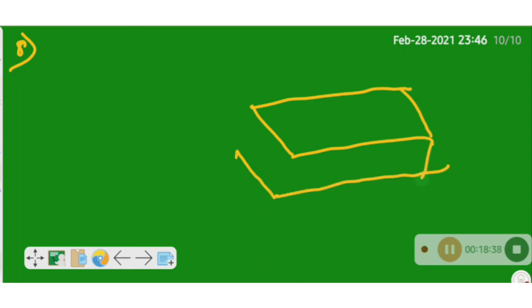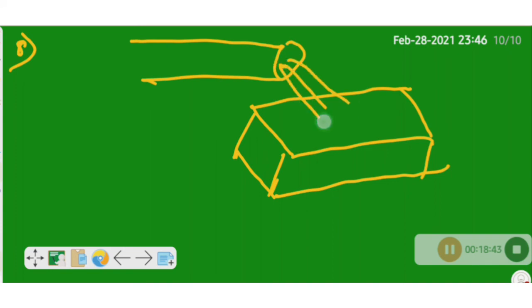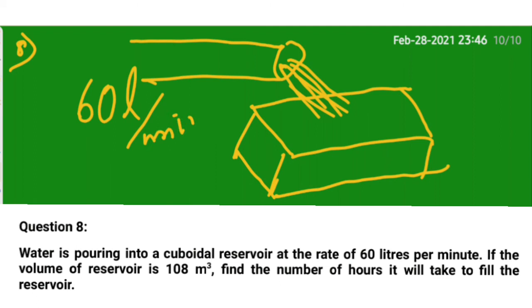Now the last question. It is given that water is pouring into a cuboidal reservoir at the rate of 60 liters per minute. So there is a cuboidal reservoir, and water is flowing, for example from some pipe, at the speed of 60 liters per minute. It means in 1 minute 60 liters of water is flowing into the reservoir, and the volume of this reservoir is 108 meter cube. See here the speed is given in liters and volume is given in meter cube, and we know how to convert meter cube into liters.